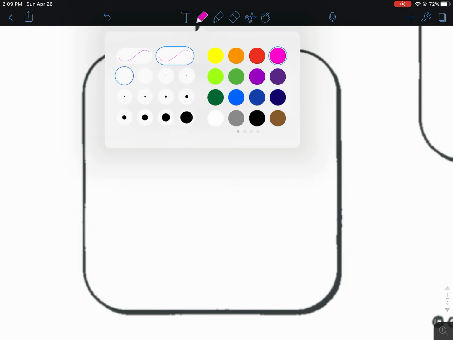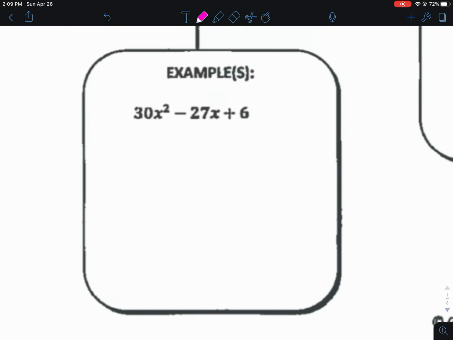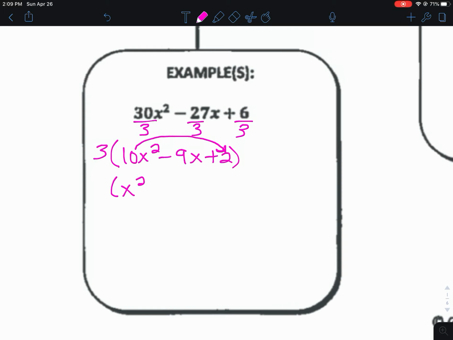So I'm going to divide everything by 3 to start. So I end up with the 3 in the front, and then 10x squared minus 9x plus 2. Okay, so here I'm going to slide 10 to the end, because 10 is the number in front of x squared. So I get x squared minus 9x plus 20. Again, 3 still out front.